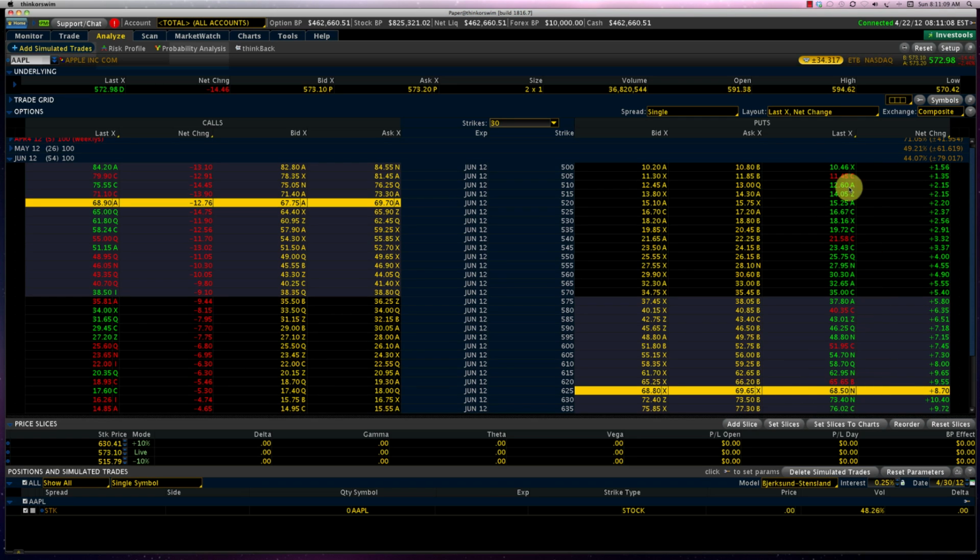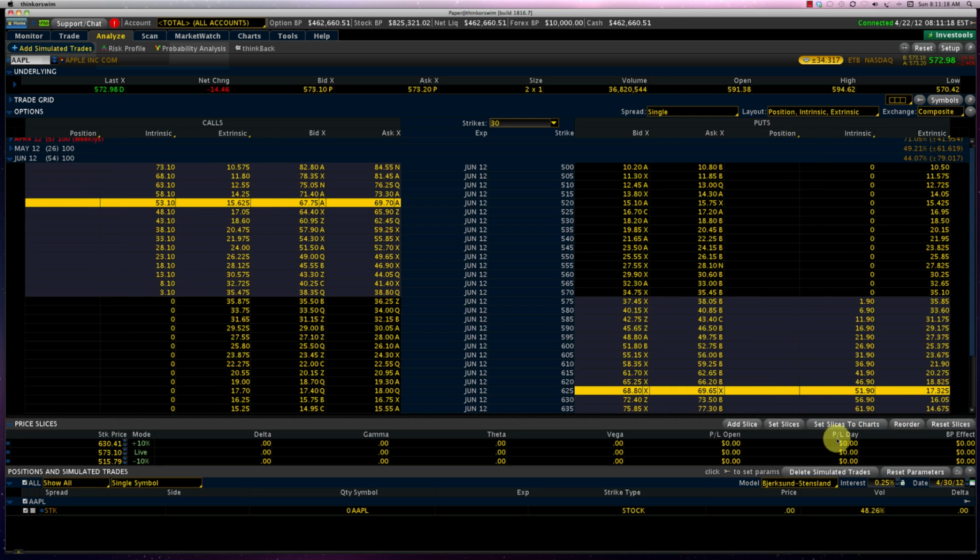So if we come back and look at the same kind of layout that we looked at the call options, let's look at the intrinsic and extrinsic values. We'll see that this put option has an intrinsic value of almost $52 and an extrinsic value of $17. And it should again be clear that anything below the stock price of 573 is going to have no intrinsic value. So you'll see all the intrinsic values are zero for any strike price that's below Apple's stock price.